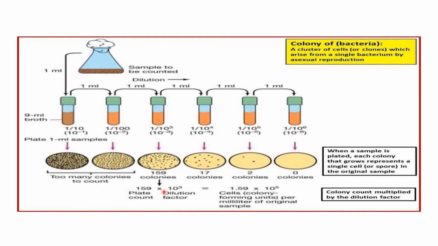Now it is multiplied by the dilution factor. What is the dilution factor? 10 raised to minus 3. So if we multiply the plate count with the dilution factor, you will get the CFU, that is the colony forming unit, per milliliter of original sample. So the 10⁻³ dilution will consist of 1.59 × 10⁵ cells or colony forming units per milliliter of original sample.